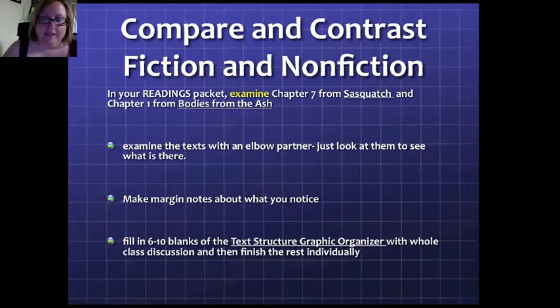Okay, so we're looking at our graphic organizer, which is this, and we're going to fill in a couple of these together, and then you're going to have some time on your own. So let's talk about titles and subtitles. Were those in fiction?